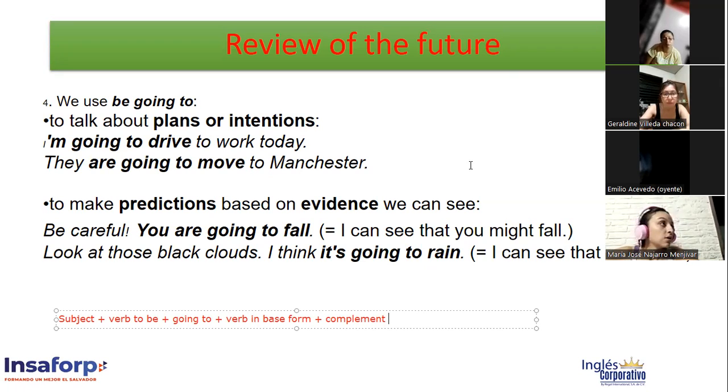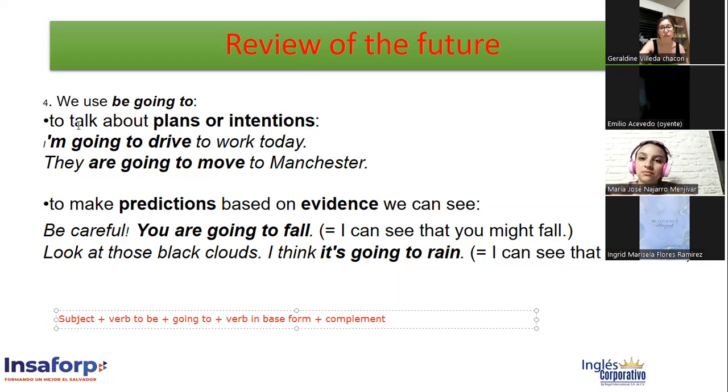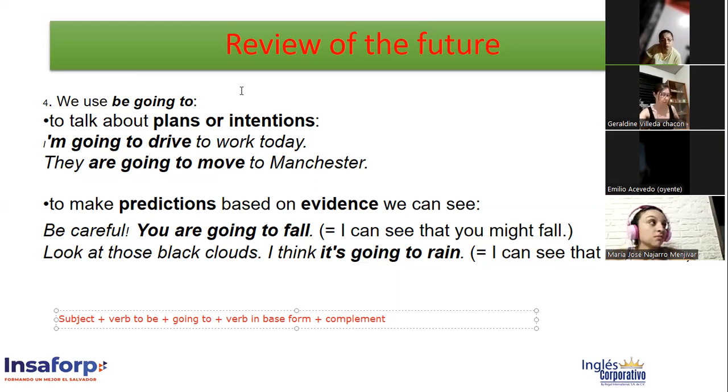Let's see. Volunteer to read the examples. Me, teacher. Anna, okay. No, no, just the sentences, right? Yes, I'm going to drive to work today. They are going to move to Manchester. Thank you. So it's a plan or it's an intention. It's my plan. I'm going to drive to work today. I'm not going to take the bus today. They are going to move to Manchester. They are going to visit my parents next weekend. Okay, Geraldine, I'm going to play tennis on Monday morning.